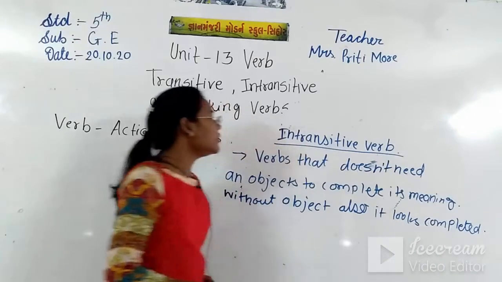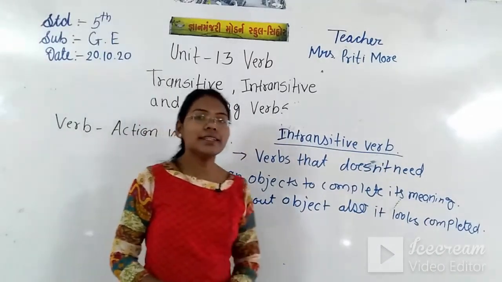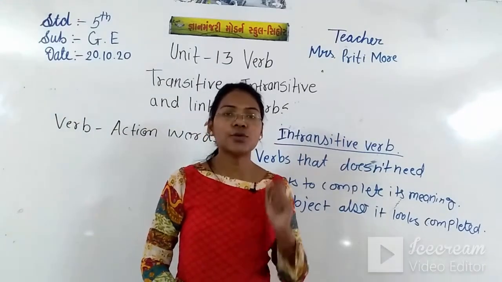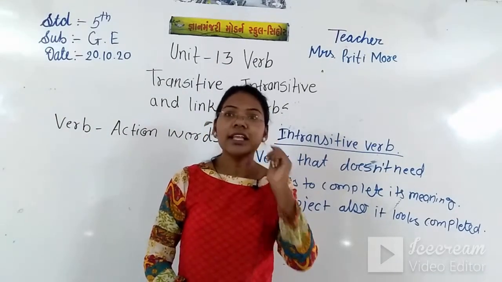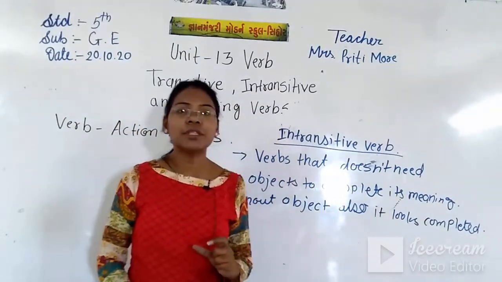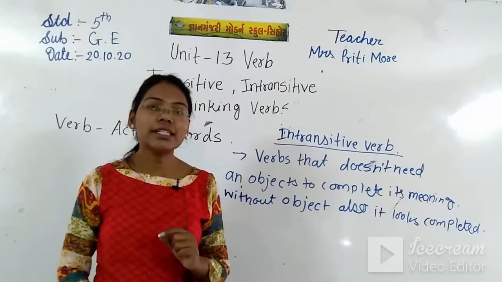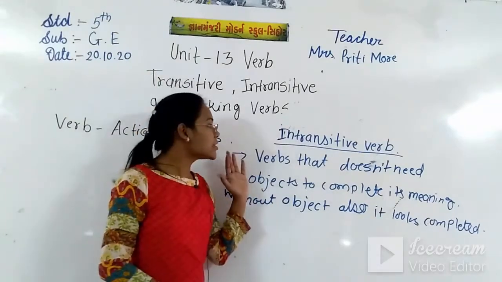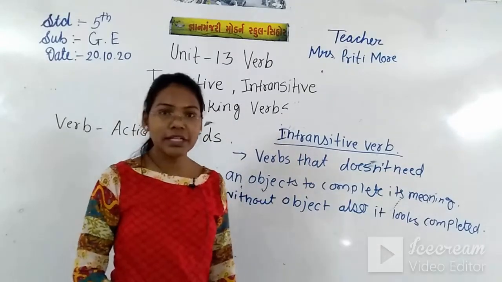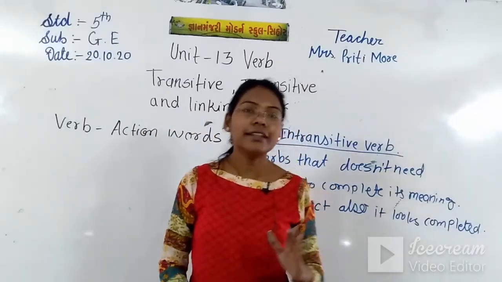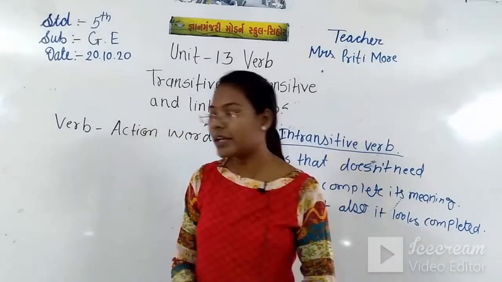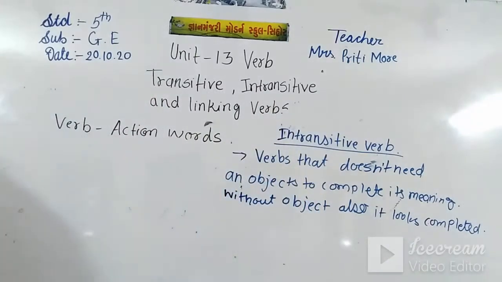Now intransitive verb doesn't need object to complete its meaning. Without object also the sentence looks completed. Like in the transitive verb we have seen the transitive verb needs object to complete its meaning, but it is totally opposite of the intransitive. Intransitive verb doesn't need object to complete its meaning. Let's see the example.